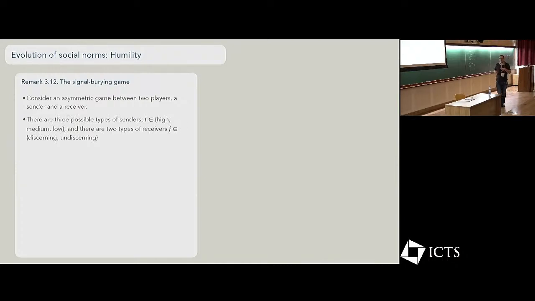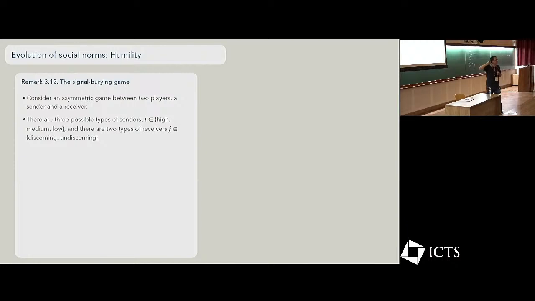And in this type of literature, what you usually need to assume is that there are some heterogeneities between players. It's not that all senders are the same, but rather there are different types of players. High types have really high quality, medium types have medium quality, low types have low quality, for example. And receivers can either be discerning or undiscerning: either very choosy, they would only like to interact with high senders, or more generous, undiscerning, they would accept high and medium senders.